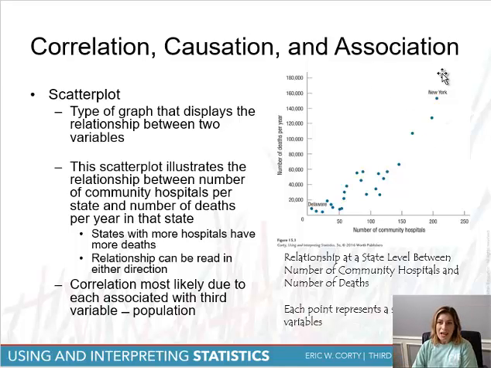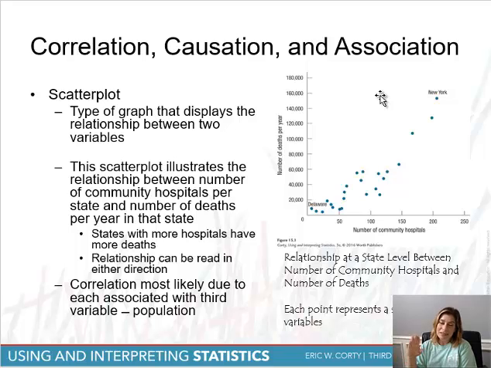The reason why New York has more deaths is because New York is more populated. New York being more populated needs more hospitals, and because of that, it's going to have more deaths. So this positive correlation exists because of this third variable that's out there, and that's population.